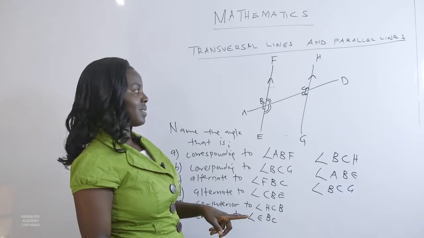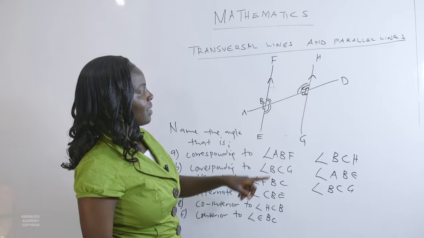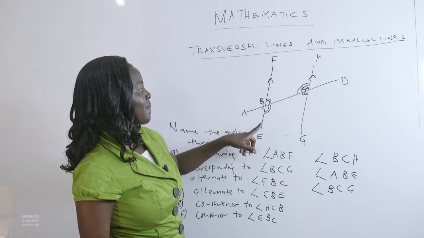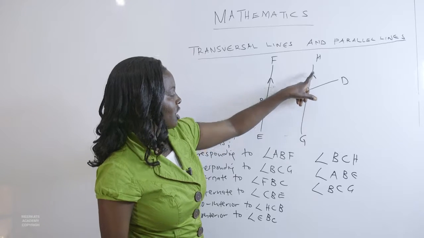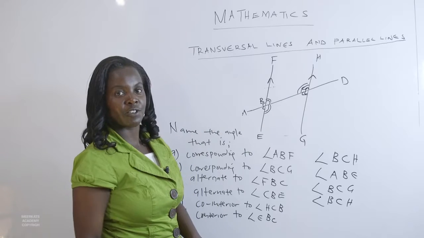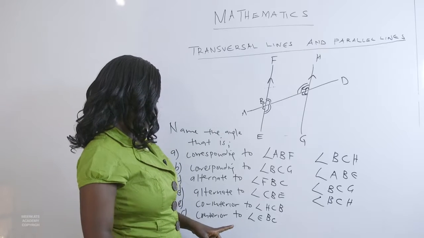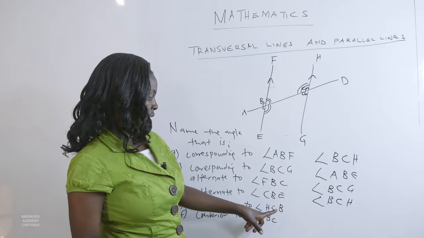They are opposite sides. So it will be that one, which is angle BCH. Angle BCH. Let's identify an angle that is cointerior to angle HCB.